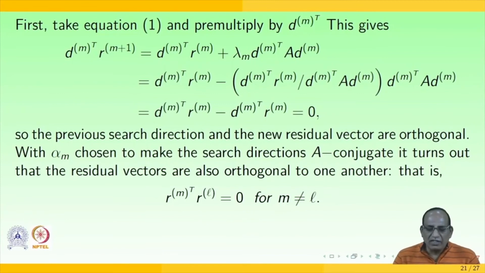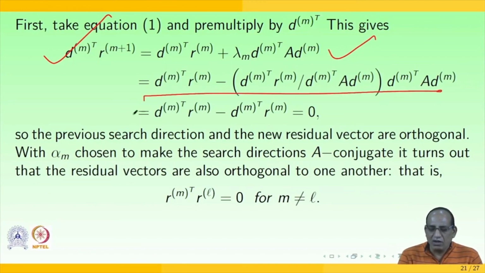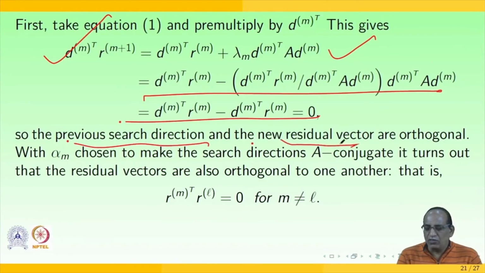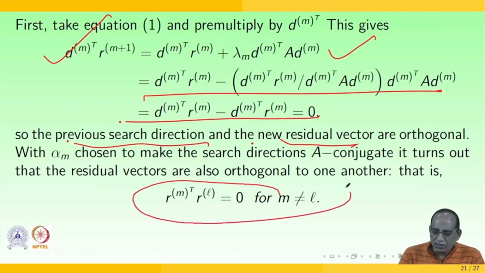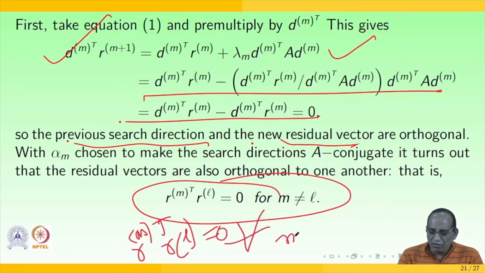So, first take equation 1 and multiply by d of m, which will give you this expression: d of m transpose r of m plus 1, and this vector turns out to be 0. So, the previous search direction and the new residual vectors are orthogonal, with alpha m chosen to make the search directions conjugate. So, r of m transpose r of L is equal to 0 for all m not equal to L.